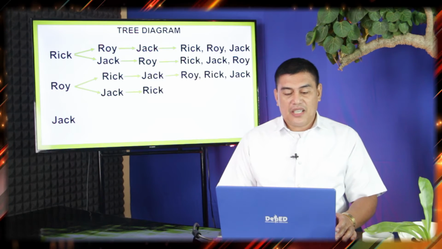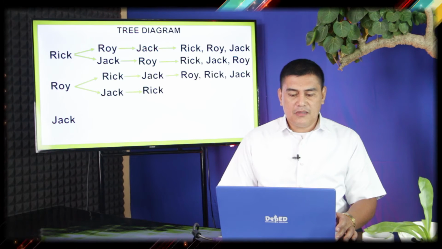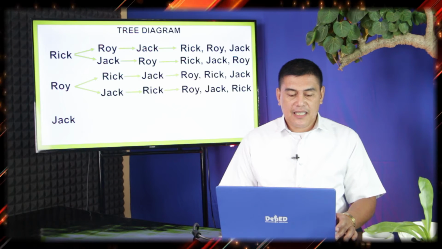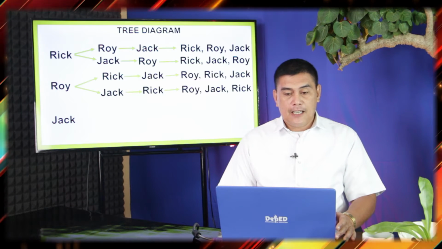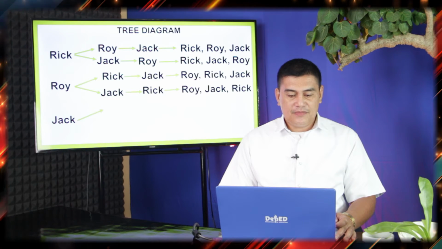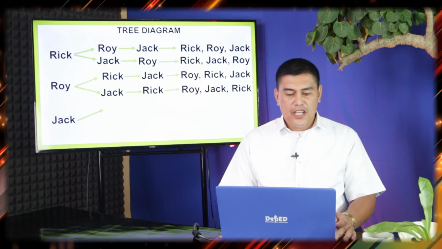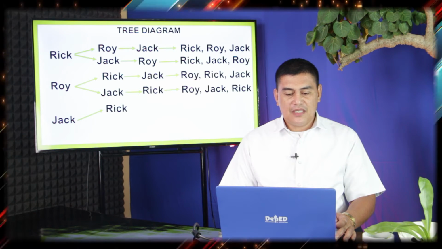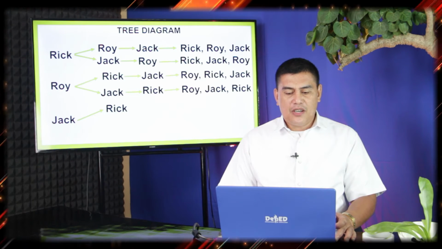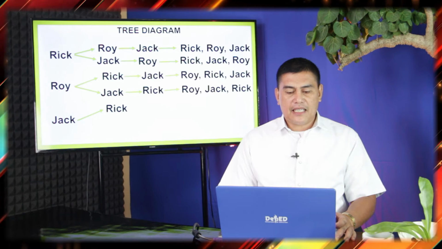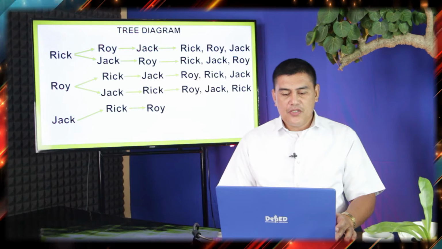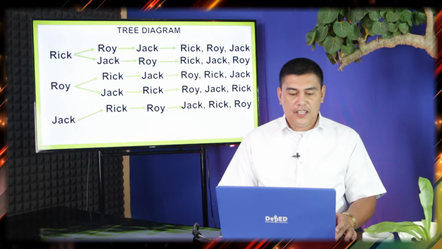Yes, si Rick. So, the possible arrangement would be Roy, Jack, and Rick. Again, kung ang nasa kanan ay si Jack, sino ang pwedeng nasa gitna? Yes, it could be Roy or Jack. Rick, I should say. Na kung si Rick ang nasa gitna, sino ang nasa kaliwa ngayon ni Rick? Si Roy. Okay? So, the possible arrangement would be Jack, Rick, and Roy.